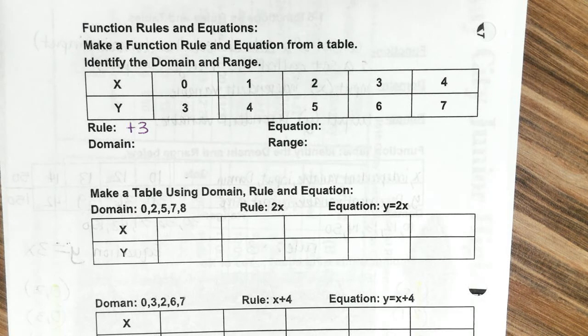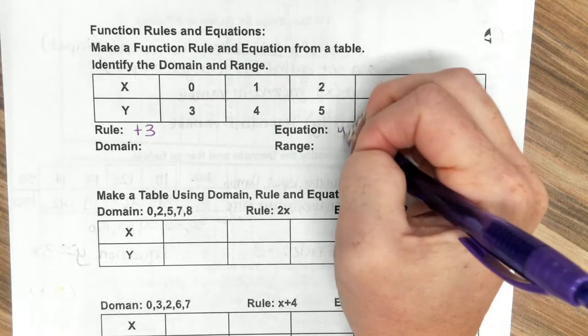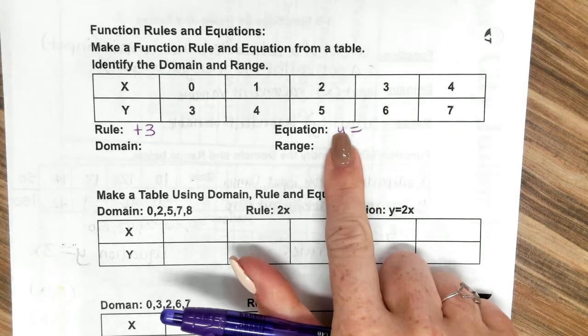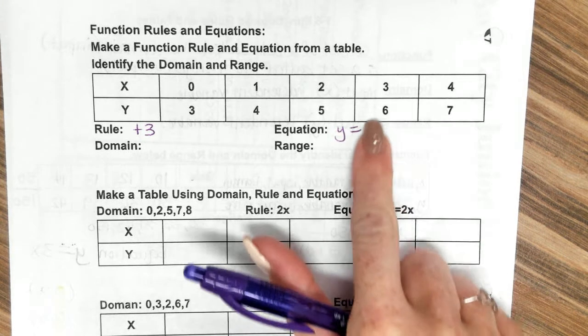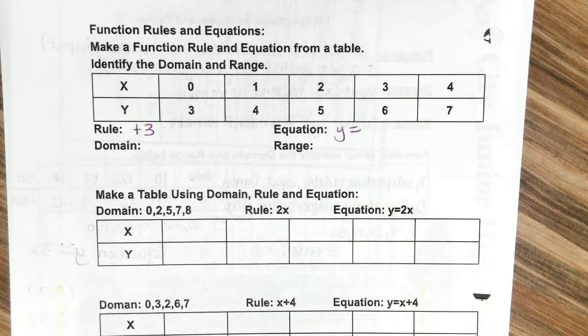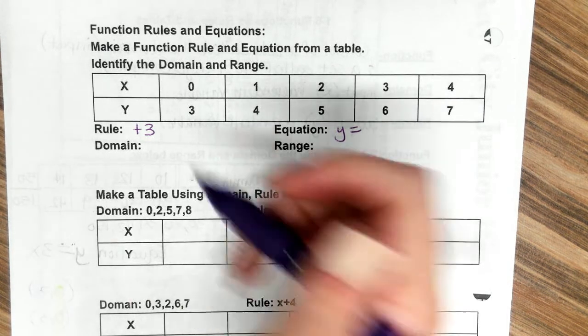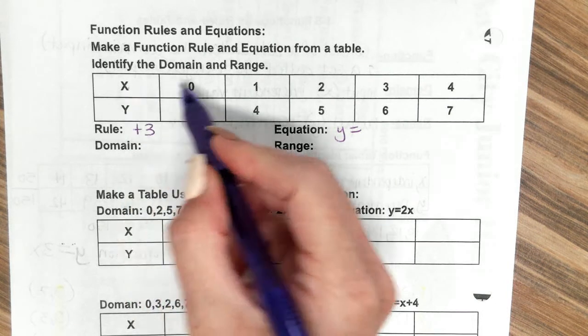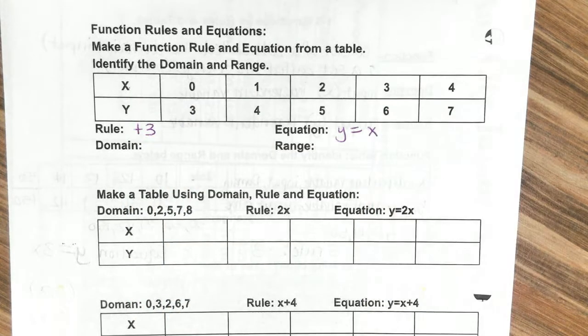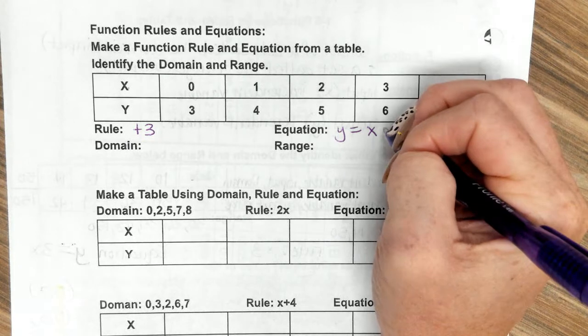Now we're going to write an equation that shows that rule. So an equation will always say y equals, because that y is dependent on what happens over here. Yes? So in order to get y, we took what? Any x, and what did we do to that x? We plussed 3.